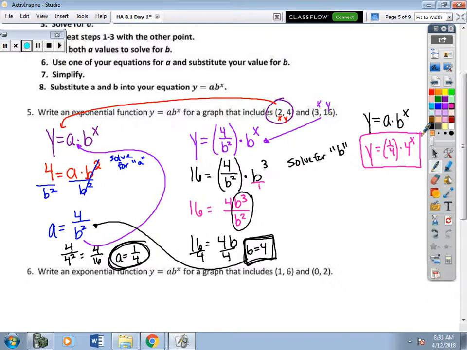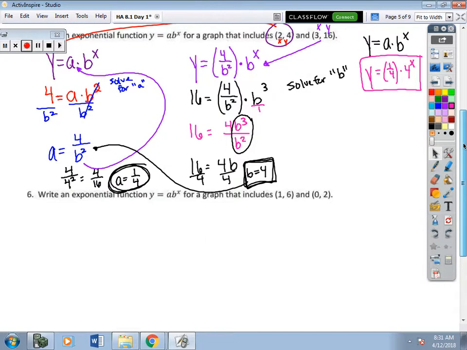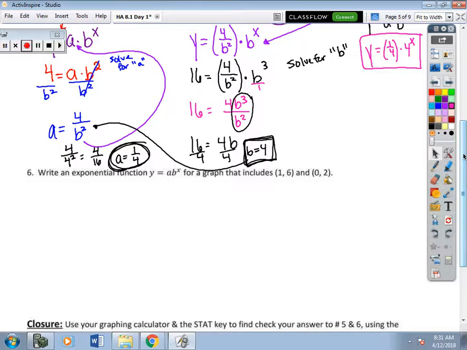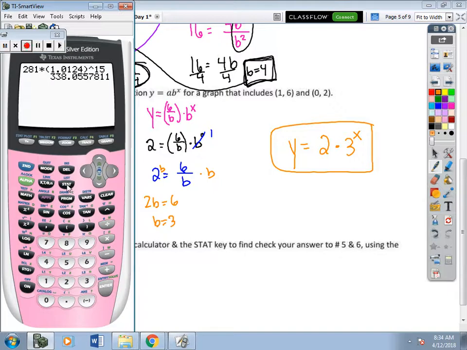See if you guys can try example 6 while I'm passing out your homework, which is a worksheet because you all have graphs. So I gave you graph paper. See if you guys can try number 6. And then I am going to show you that there's an exponential regression that we can do. So let's go ahead and use that to check our answers.